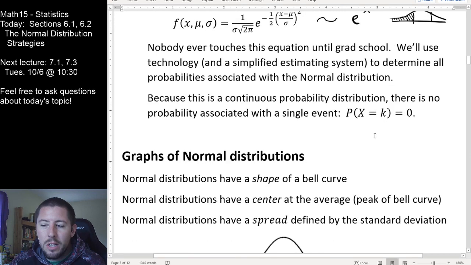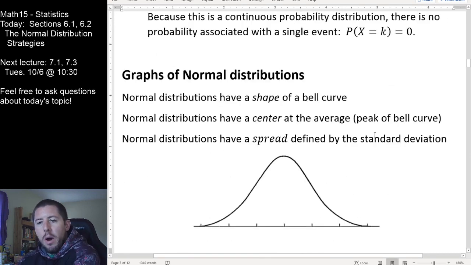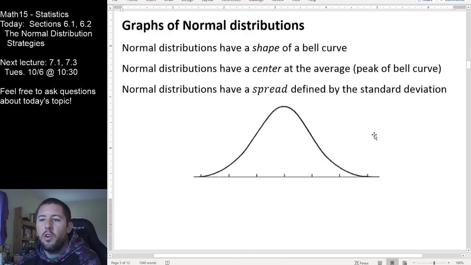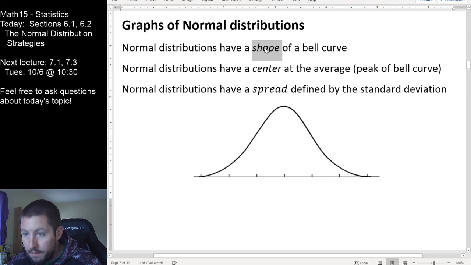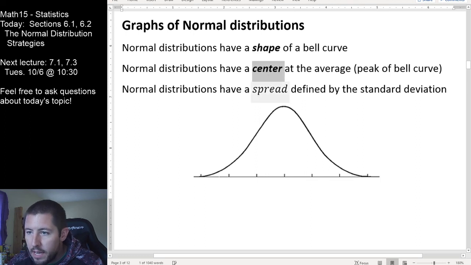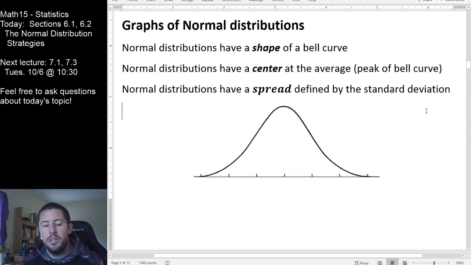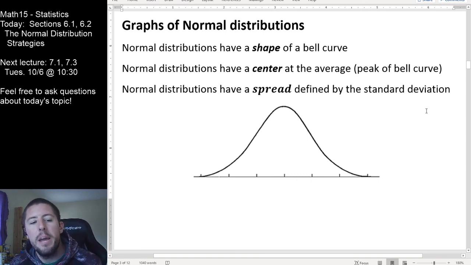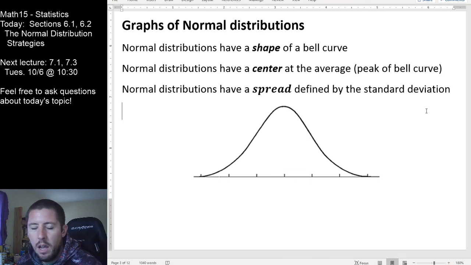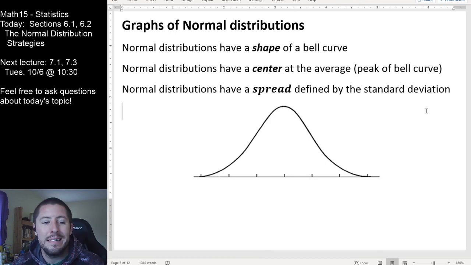So let's go ahead and take a look a little bit more closely at what we're going to end up seeing with the graphs of the normal distributions here. Importantly, I have tried to emphasize, but I don't think I emphasized enough, that what we really would like to do with any distribution is describe its shape, center, and spread. What shape does the distribution take on? How do we describe the center of the distribution? And how do we describe the spread of the distribution?